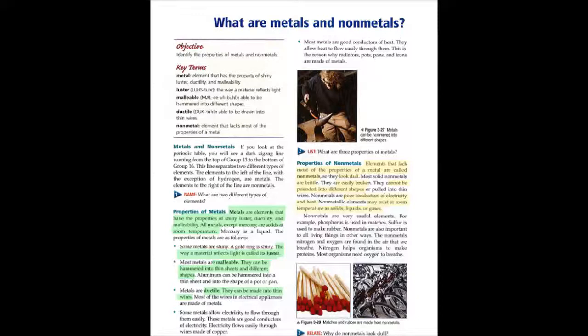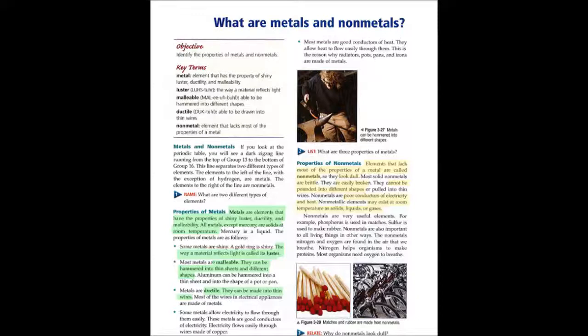Metals are ductile. They can be made into thin wires. Most of the wires in electrical appliances are made of metals. Some metals allow electricity to flow through them easily. These metals are good conductors of electricity. Electricity flows easily through wires made of copper.